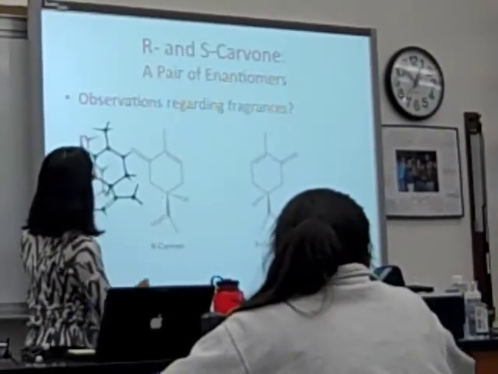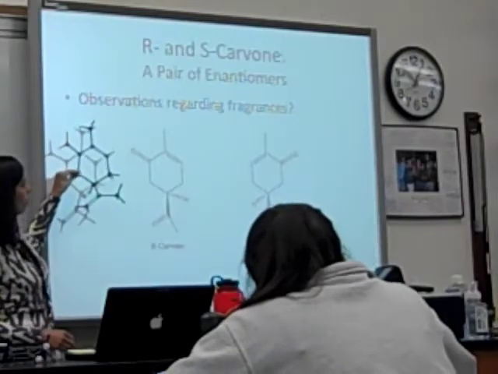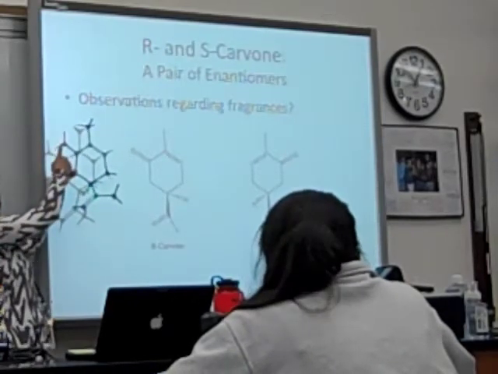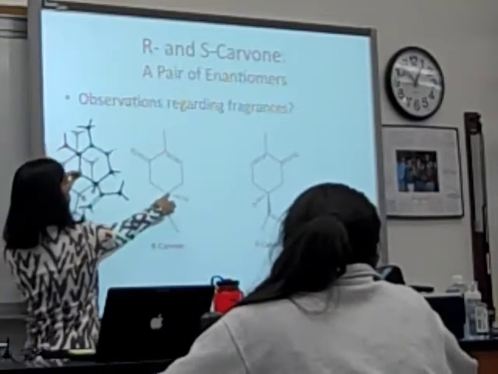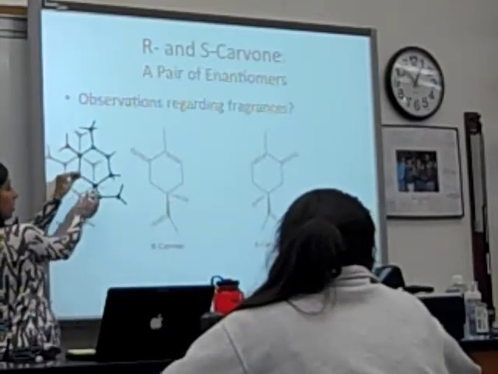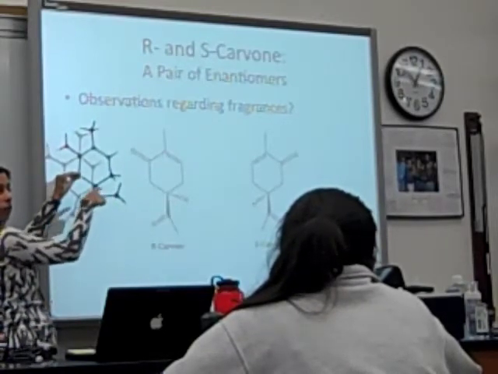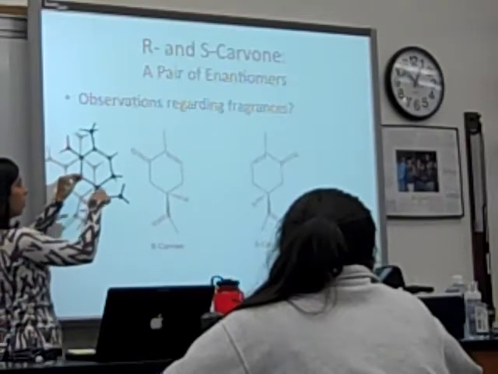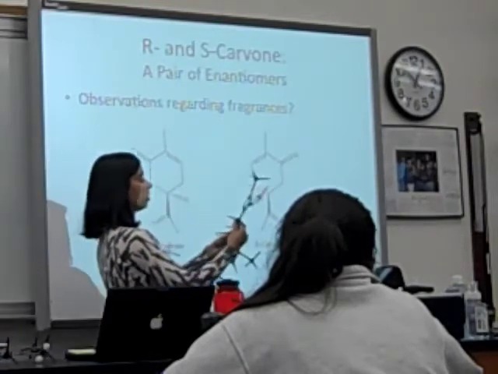Here is the R-carvone. Here's that oxygen. And then keep your eye on this carbon, hydrogen going back, and this double bond, this alkene coming up. Right? All right, now I'm going to compare them to each other.